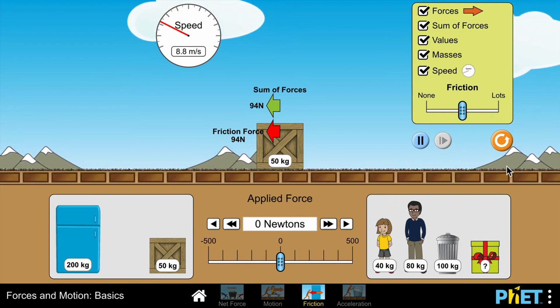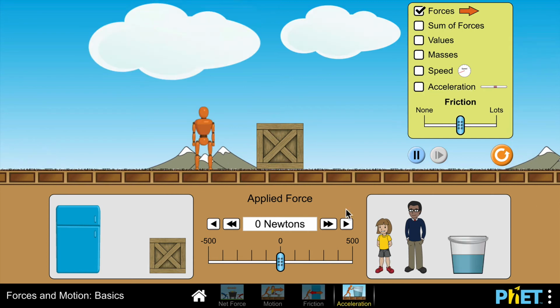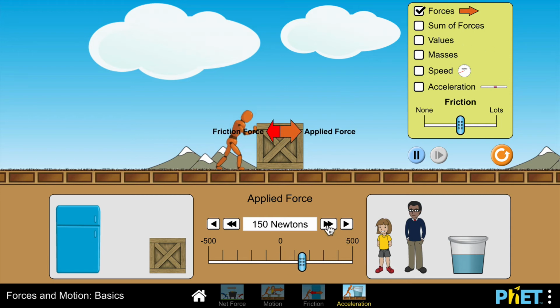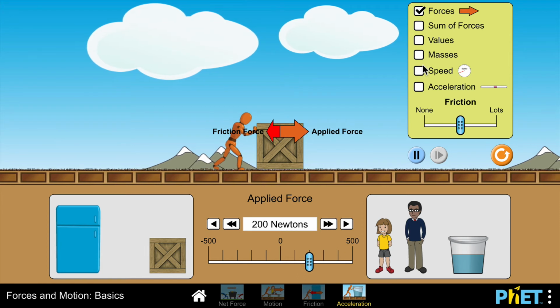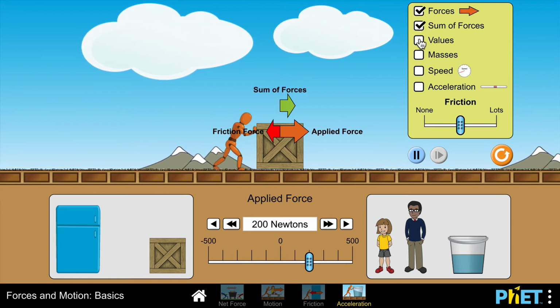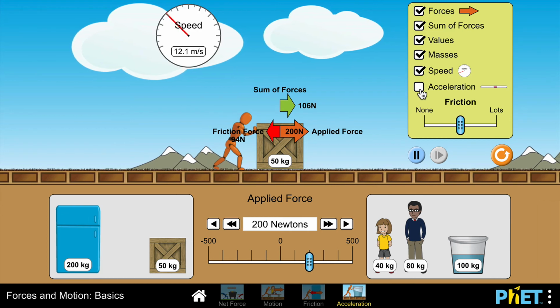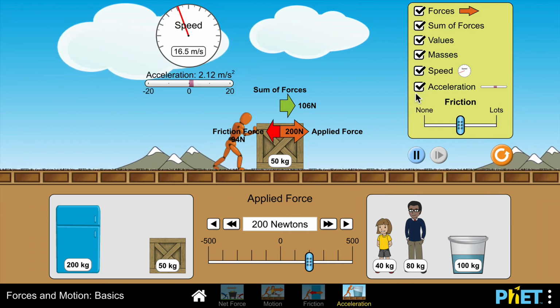Now there's one last screen that you might want to look at, and that's this one here, which says acceleration. And you can try changing the object that's being pushed. You can change to this bucket of water or one of these two people, or a fridge, or whatever you want. I'm going to apply a force like so, just as I did before. Make that slightly bigger. I'm going to look at the sum of the forces, the values, masses, speed, and I can also look at acceleration as well.